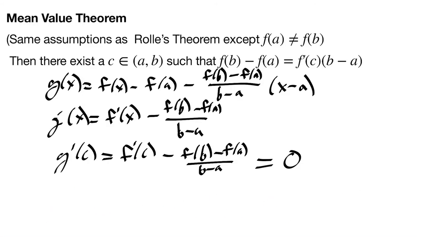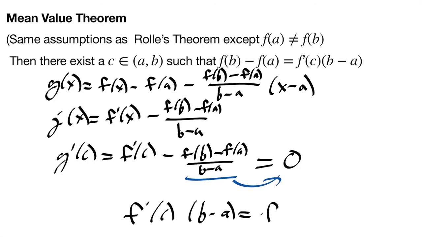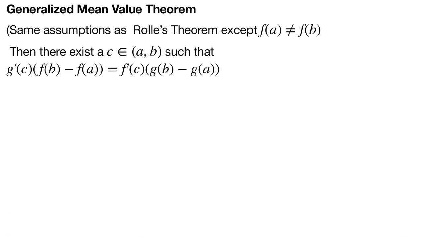I do a little bit of algebra with this. So, enjoy your algebra. What are we going to do? We're going to move this expression over to the other side, multiply back by b minus a, and you get f prime of c times b minus a equals f of b minus f of a. And that's our mean value theorem, just as we wanted it.